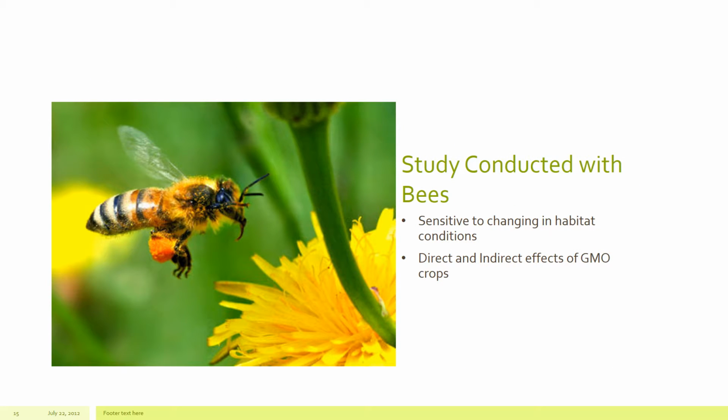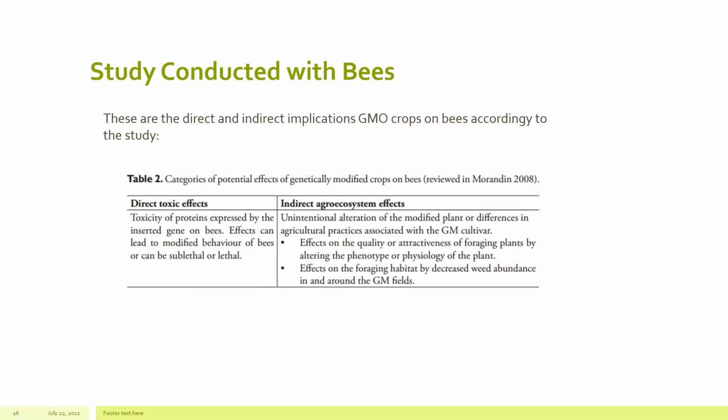So a study was conducted with bees because they are specialized in particular nesting sites, which makes them sensitive to changing habitat conditions. In this study, they concluded that there are direct and indirect effects: the direct toxic effects and the indirect agroecosystem effects. In the direct toxic effects, bees are affected by the toxicity of proteins expressed by the inserted gene, and this caused them to have modified behavior.